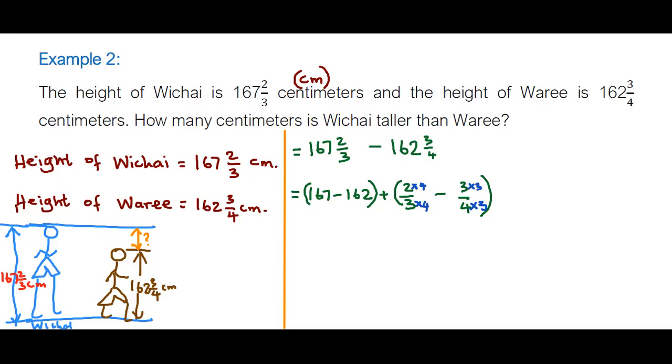So in the next step, tell me, what do we have? 167 minus 162, we get 5. 5 plus 8 out of 12 minus 9 out of 12. Oh, but we cannot get 8 minus 9. What should we do? Borrow from 5, and 5 becomes 4. So we get 4 plus 12 out of 12, because 12 out of 12 is 1 and 1 plus 4 is 5. So plus 8 out of 12 minus 9 out of 12.